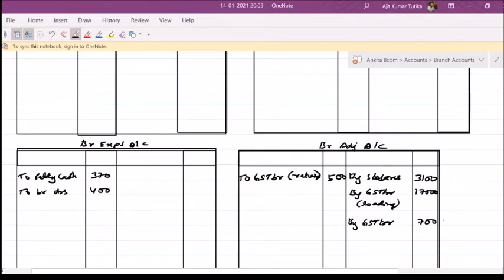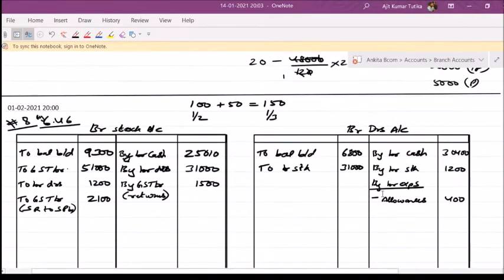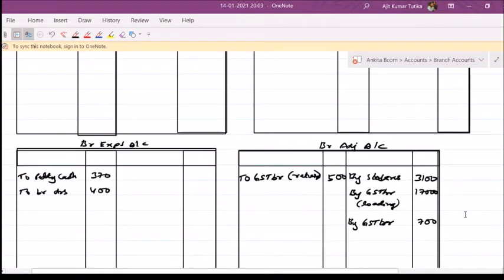700. Bad debts written off. Now go here, debtors. I write here bad debts. How much is the amount? 600. I come here, expenses.